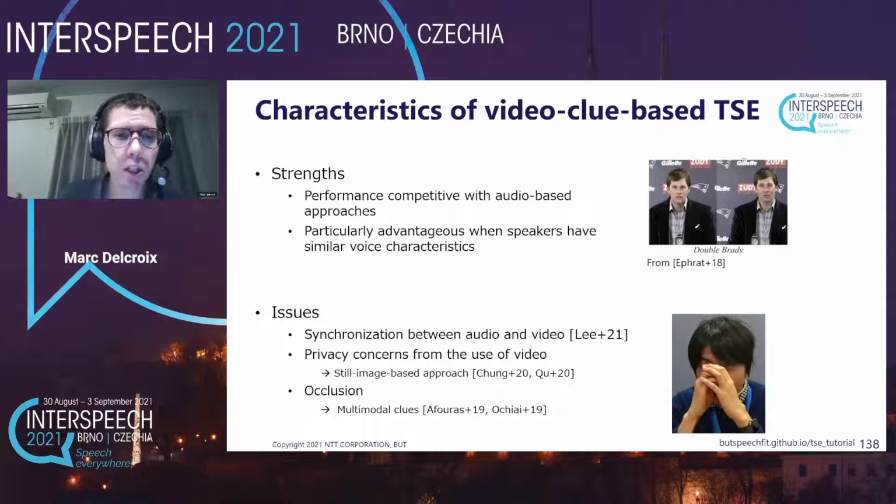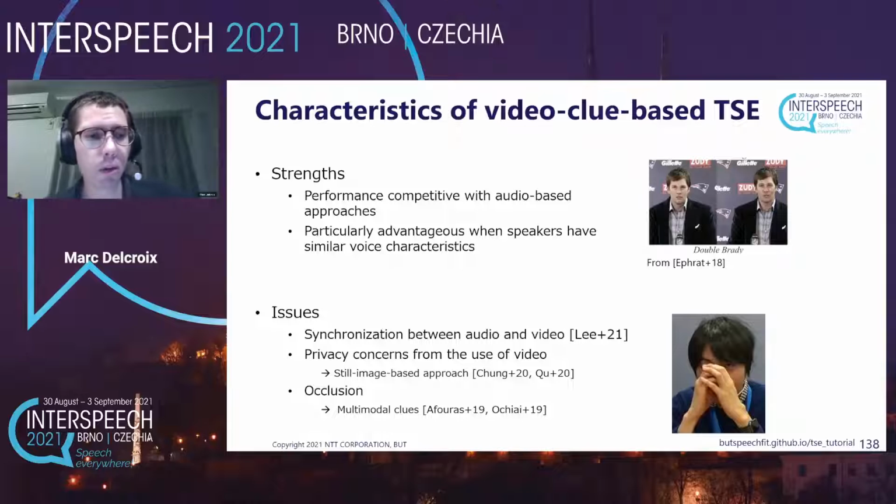So there are some issues when using video. I mentioned that the sampling frequency was different between the audio and video, but in general, if you use a codec or something, sometimes there may be some synchronization issue between the audio and video, and some work proposed to include a synchronization module within the extraction network to accommodate for that.